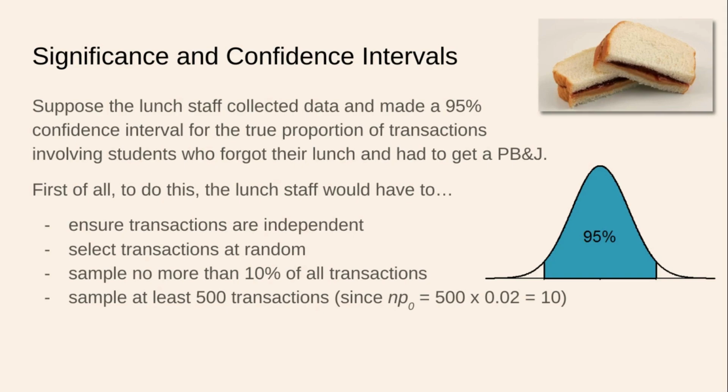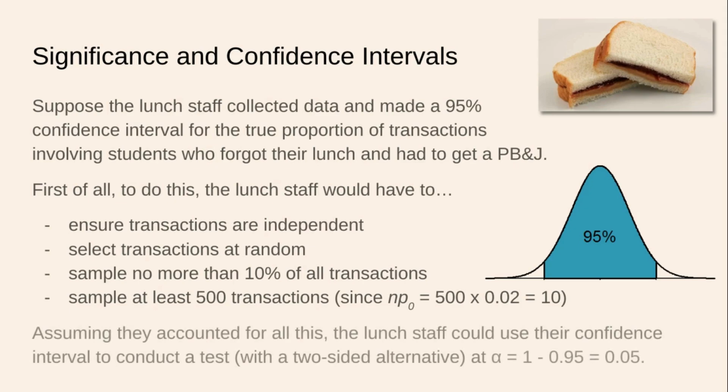But we could get to 500 transactions pretty easily, and that would be way less than 10% of all transactions over the course of the year. Okay? Assuming they accounted for all of this, which would be very impressive, awesome job, lunch staff, they could use their confidence interval to conduct a test with a two-sided alternative at alpha equals 1 minus 95%, which is 0.05.